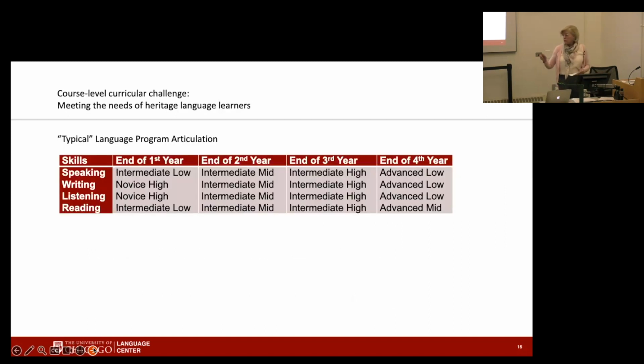So this is a typical example of how, once you start identifying outcomes at the ends of language sequences, first, second, third, and testing them, you can begin to articulate your program. This is no specific language, but you can see the end of first year, here are the levels and the 4 skills. Here are the expectations for the end of second year, end of third year, end of fourth year. Again, you can lay this out, begin testing it, make adjustments.